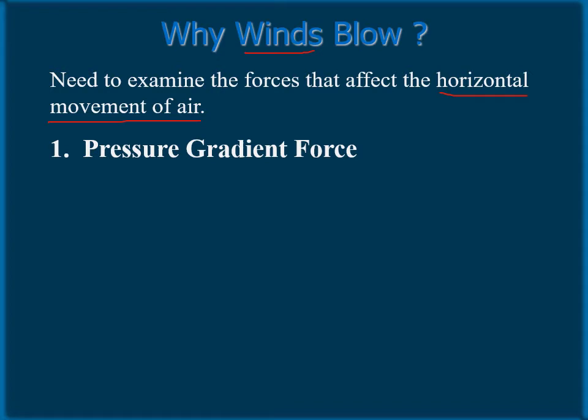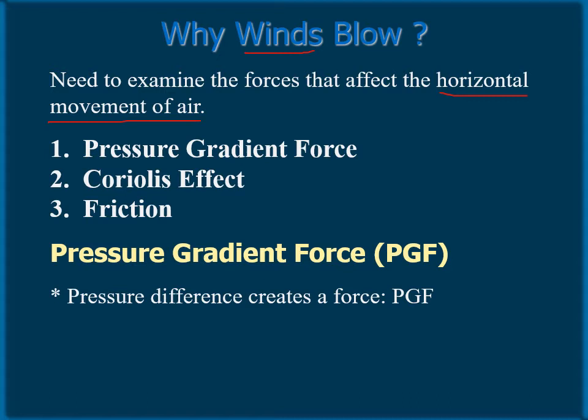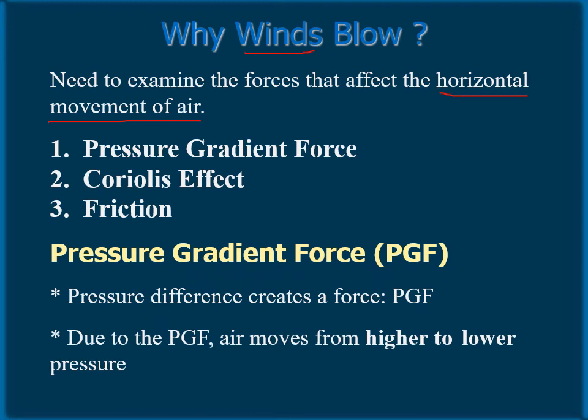So the forces or factors responsible for horizontal movement of air: the first force is the pressure gradient force, the second is the Coriolis effect, and the third is known as friction or frictional force. Now coming one by one, first the pressure gradient force. The pressure gradient force is generated when there is a difference in pressure between two points over the Earth's surface, and that creates the pressure gradient force.